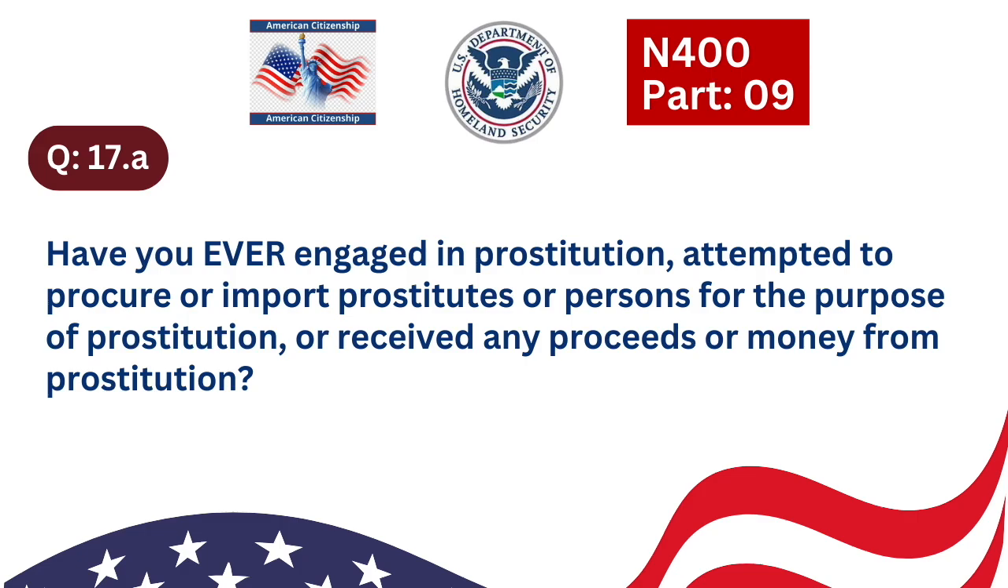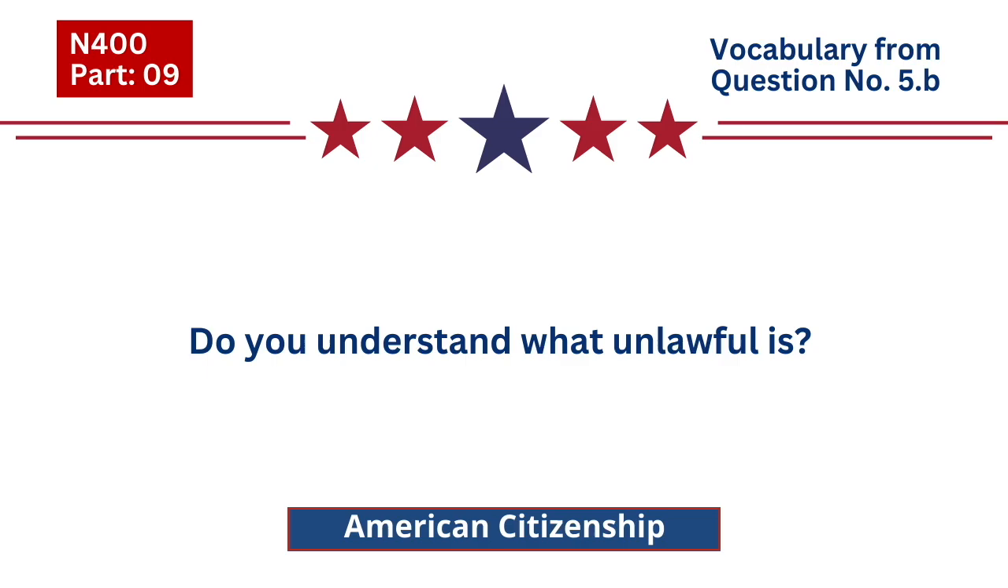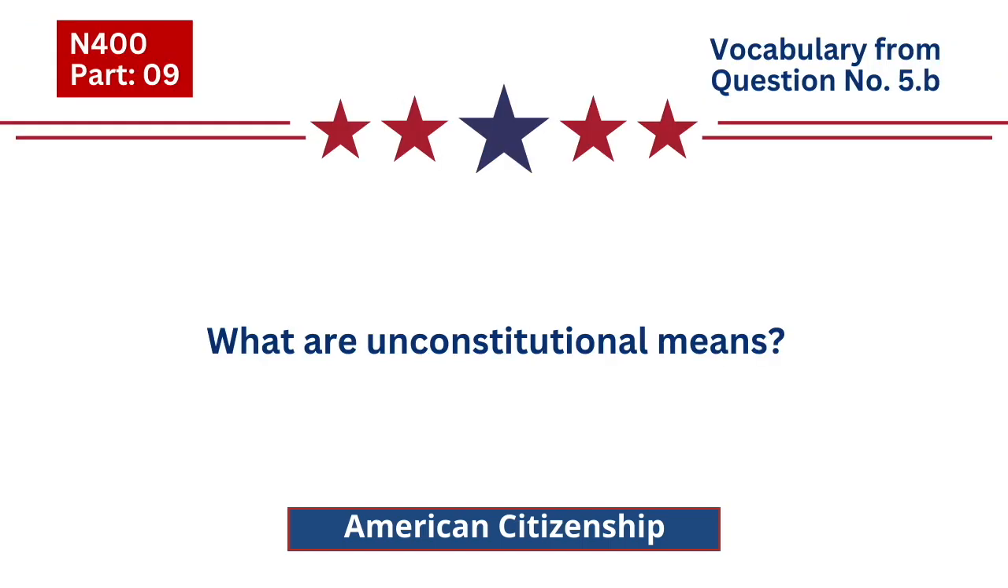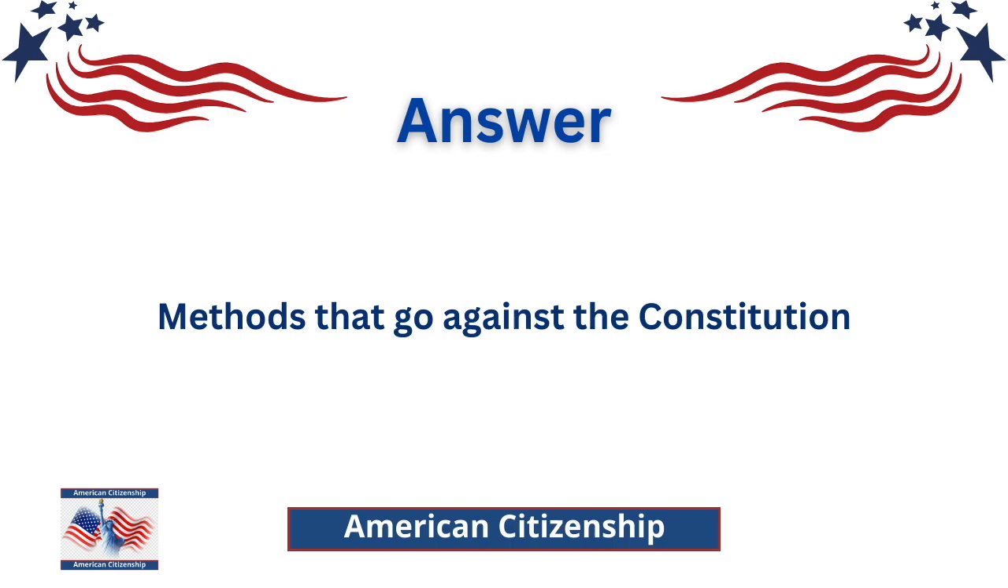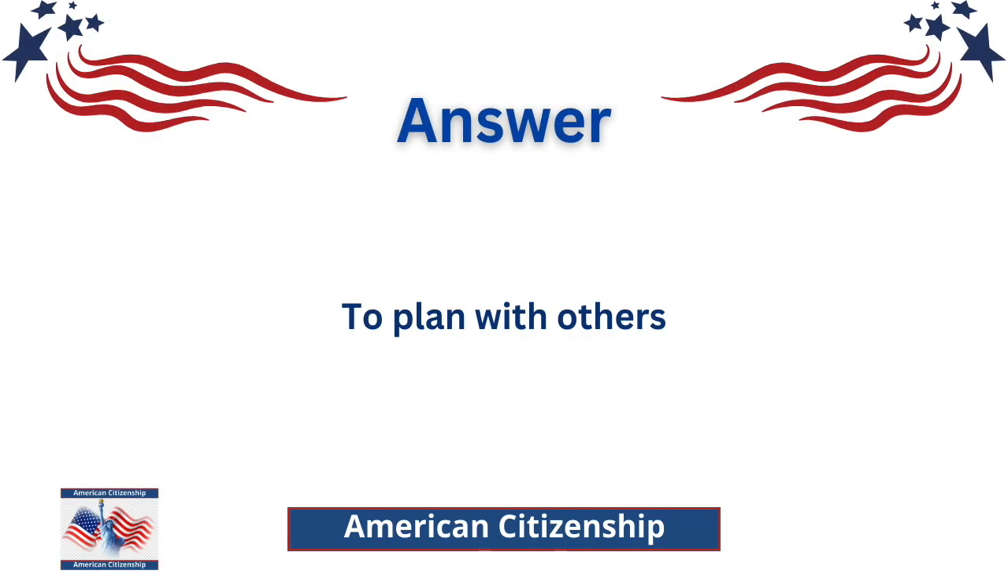Have you ever engaged in prostitution, attempted to procure or import prostitutes or persons for the purpose of prostitution, or received any proceeds or money from prostitution? No. Do you understand what unlawful is? Against the law. What are unconstitutional means? Methods that go against the Constitution. Define conspire. To plan with others.